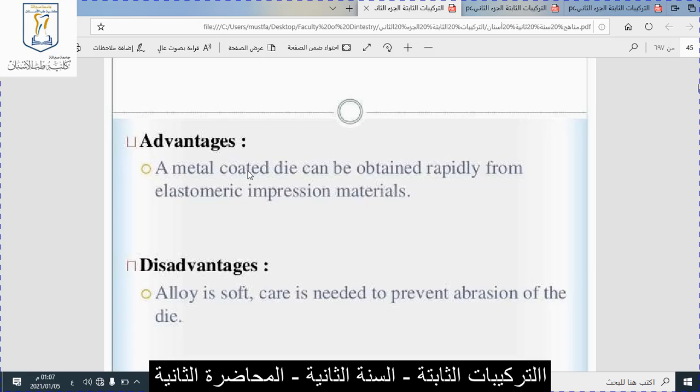The metal coating is obtained rapidly from the elastomeric impression material. Elastomeric impression material, as we know, is either polysulfide, addition silicone or polyether. Disadvantage: the alloy is sometimes soft, so it needs to be protected to prevent abrasion.